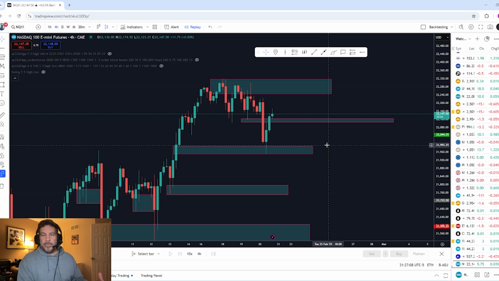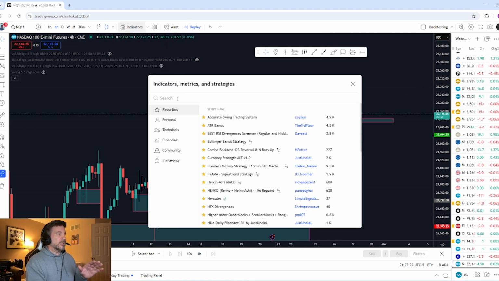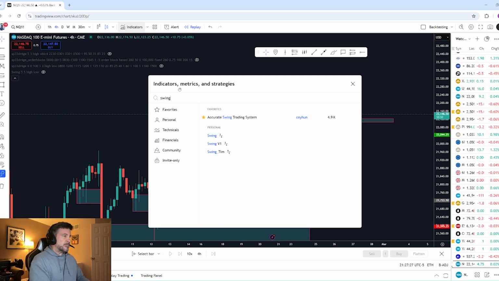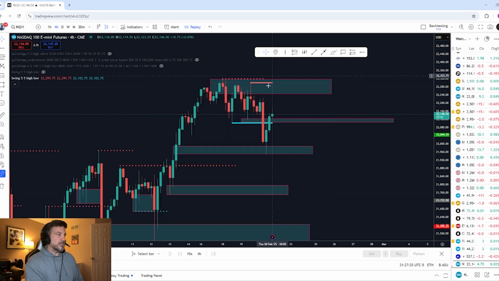I have the charts pulled up here. I'm going to walk you through how I look for opportunities in the market using one indicator and zones. So here we go. The indicator you're going to look up here, you're going to go to indicators in TradingView if that's the platform you use, and you're going to type in simply just swing. And you're going to put in this one right here, the pattern smart swing. I'm going to add that to the charts here just so you can see it.